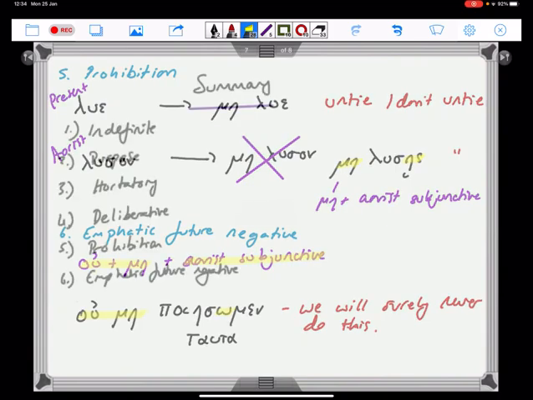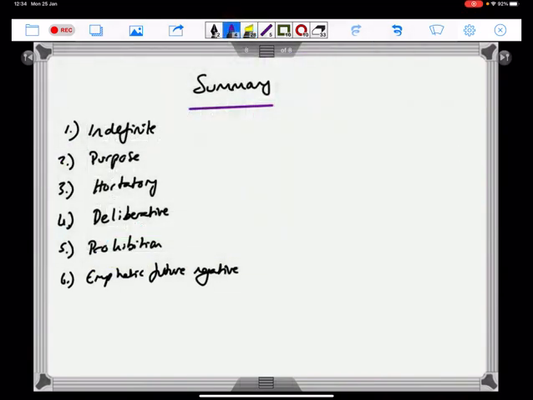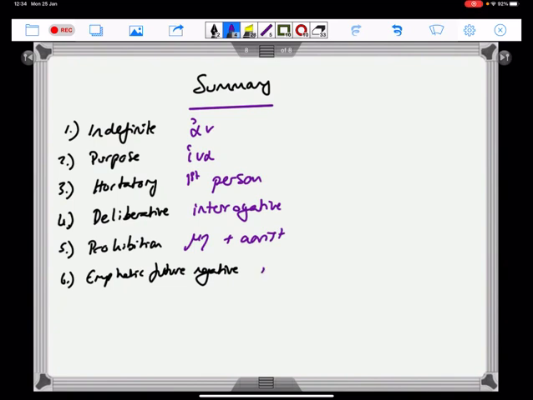In summary, the indefinite will be marked by an, purpose by hina, hortatory is going to be first person, deliberative you'll have an interrogative, prohibition, me plus an aorist subjunctive, and emphatic future negative, ou, me, and the aorist subjunctive.